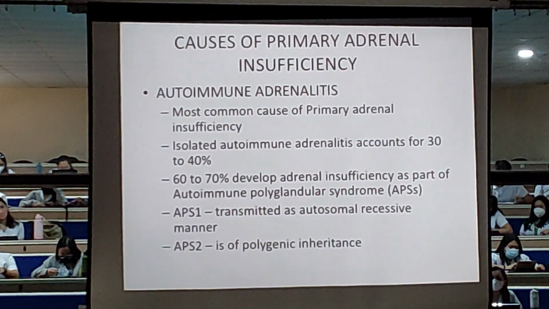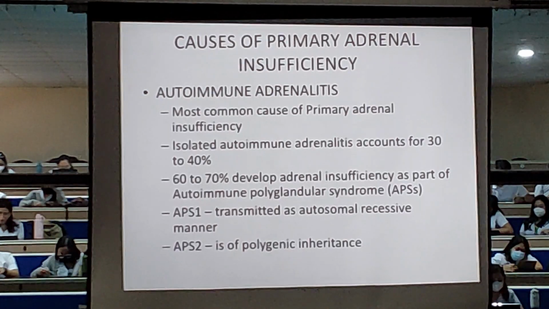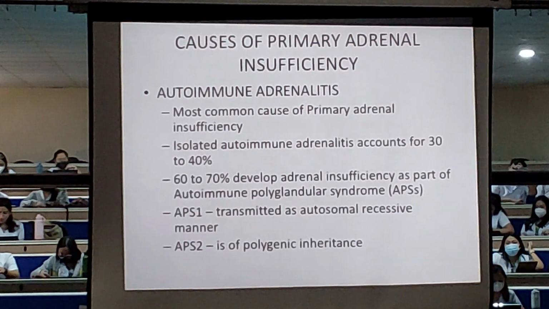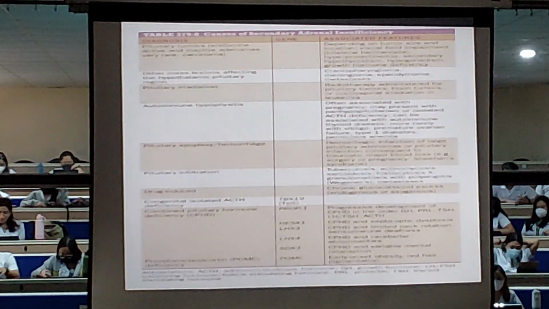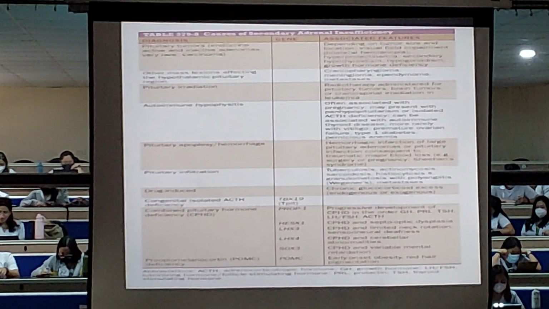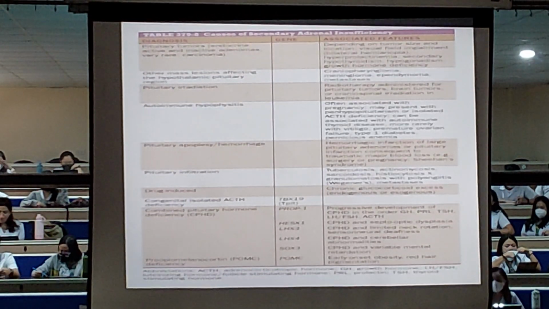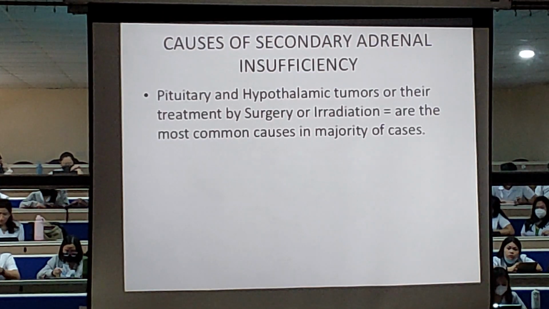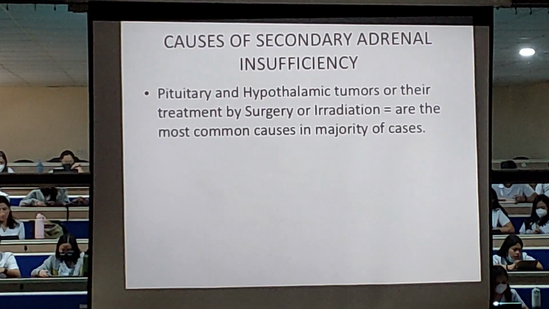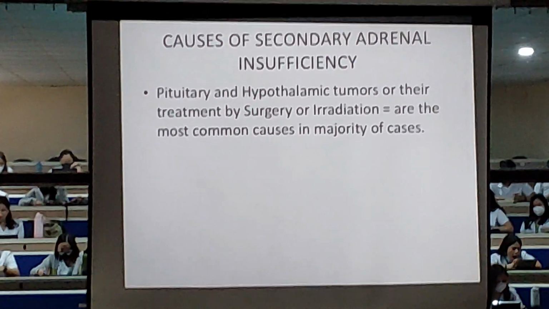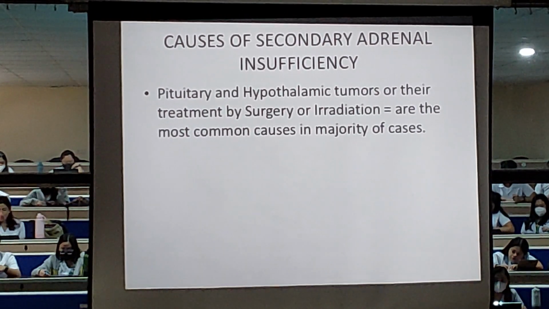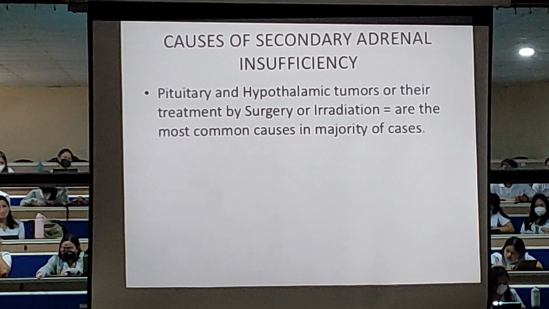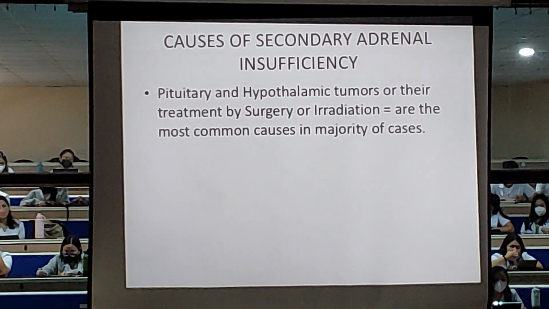APS1 is transmitted in an autosomal recessive manner. Your APS2 or autoimmune adrenalitis is a polygenic inheritance. So these are the causes of secondary adrenal insufficiency. It can be pituitary, or it can be due to hypothalamic tumors, or can be due to treatment by surgery or irradiation. These are the most common causes of secondary adrenal insufficiency in most cases.